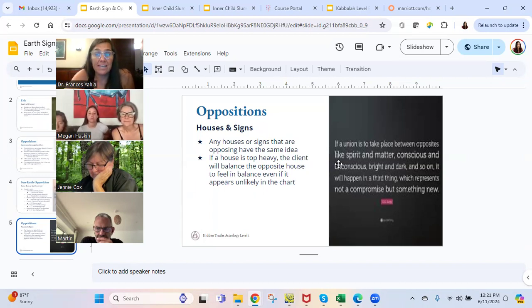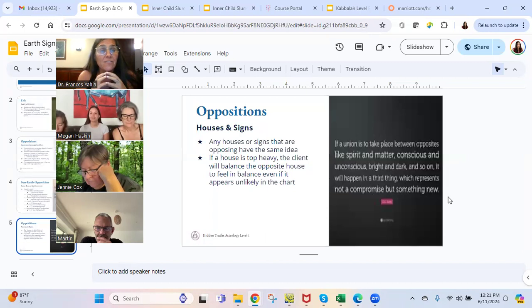If a union is to take place between opposites, spirit and matter, conscious and unconscious, bright and dark, and so on, it will happen in a third thing, which represents not a compromise, but something new. So for those of you who know a little bit about my work, when I talk about 0 to 100, it comes from this idea of tension of opposites, these extremes. The concept of 48 to 52, which is the midpoint of the yin-yang, or the Tao, which is the middle path, all of the philosophies speak about a middle way. It is not that you're all of one and none of the other, but it is a brand new thing that you create from both extremes.